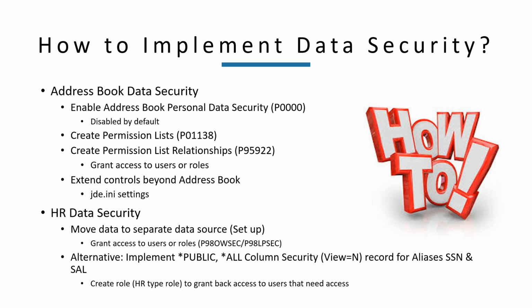And HR data, we did talk about moving data to a separate data source and having to set that up separately. And then I'll show you some screenshots of that. And then I mentioned alternatively, if you're not going to set up a data source, or that's not feasible, you do have the option to go in and implement a column security record, which will block or gray out those particular fields, or aliases, I should say. So you would put that as Star Public Star All, and this would just be towards the HR type data, which is your social security number and your salaries or hourly rates.